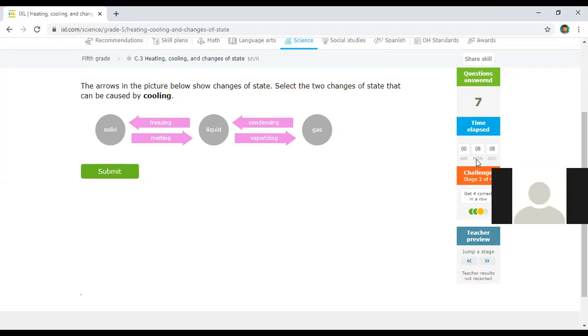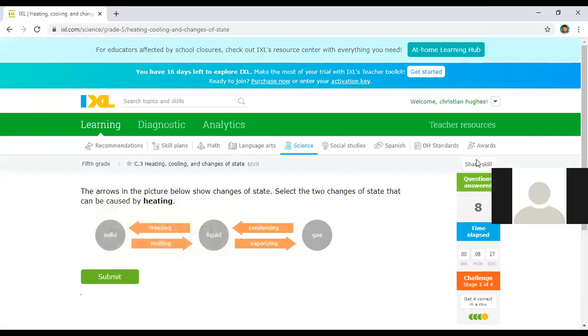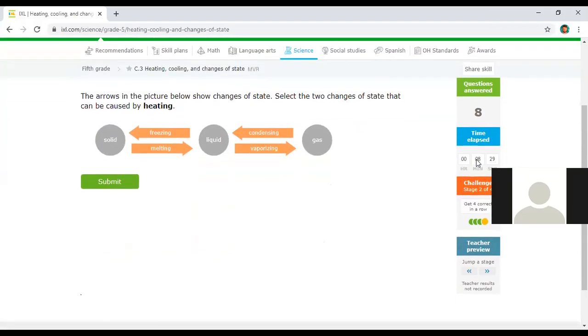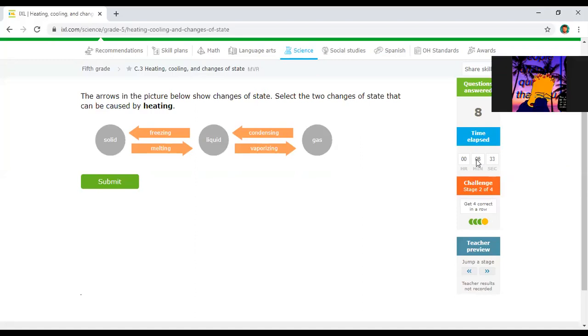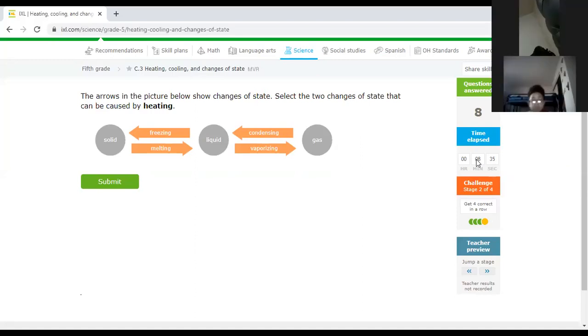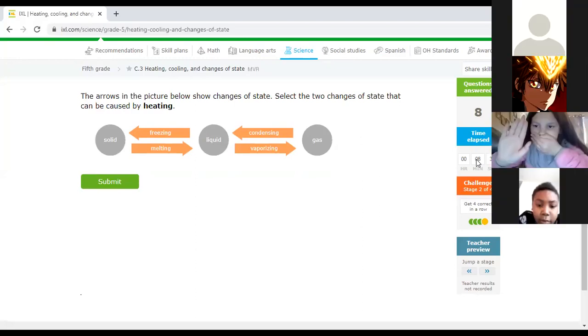I think gas condensing to water, then freezing to solid. Yes, good job. Again, gas, water vapor, cooling down into water, and water freezing into a solid, into ice. All right, and again, they switched up the chart a little, so pay close attention. Which two represent heating? Again, I would love to hear from people I haven't heard from yet. Alexis.